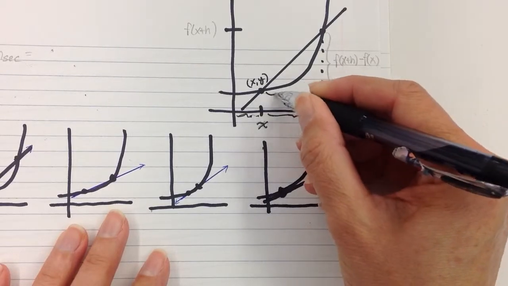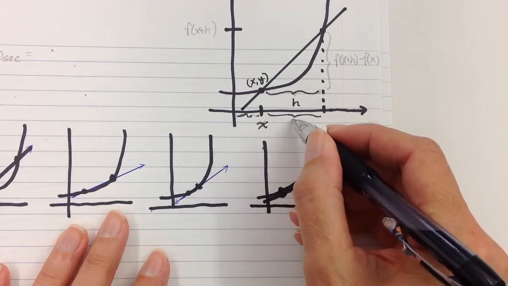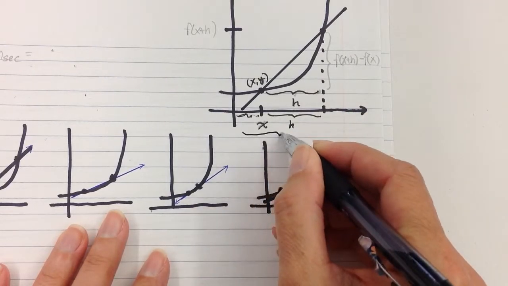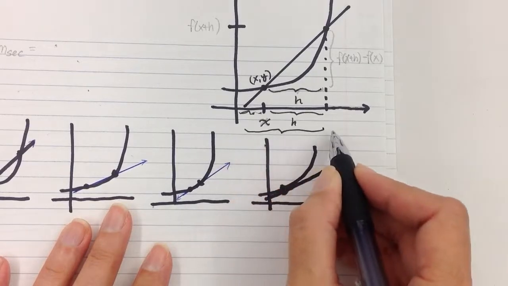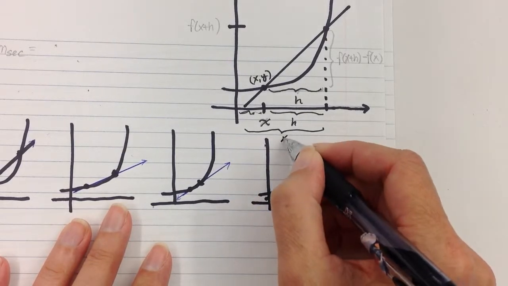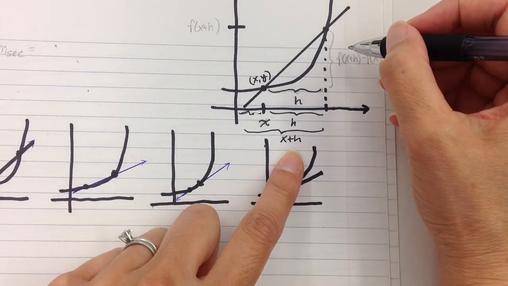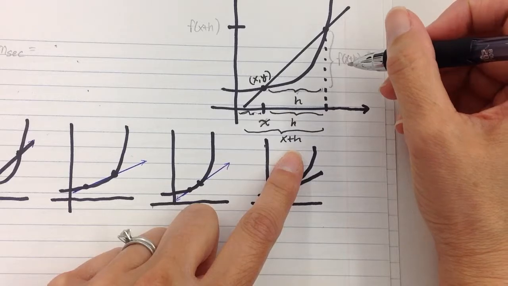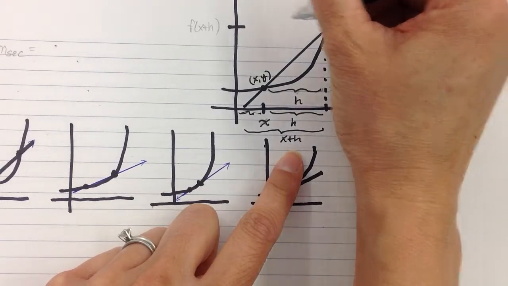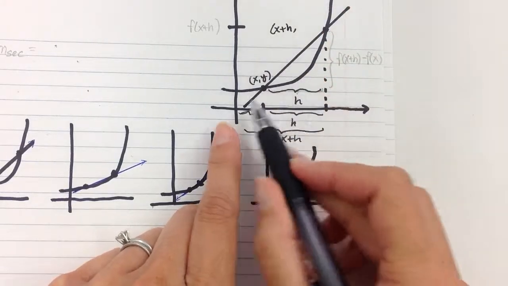Okay, so this distance is going to be h, and I could put h right here. So what is this total distance? If I want to make a coordinate from here to here, what would this coordinate be? It would be x plus h, exactly. So my coordinate of this point right here is x plus h, like that. Okay, that's my x coordinate.